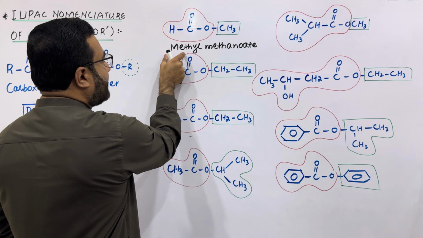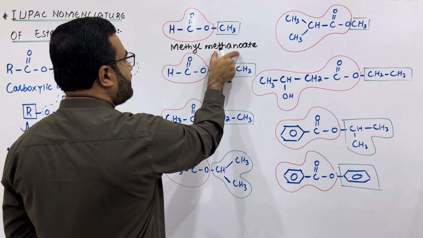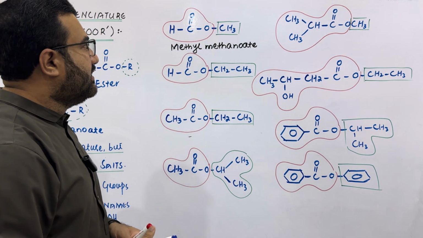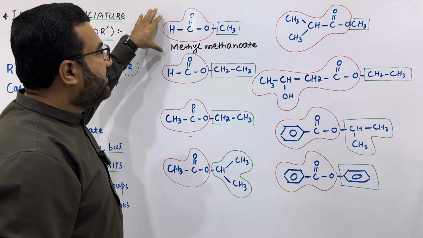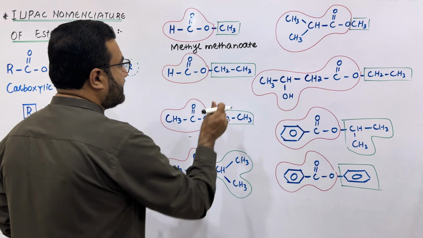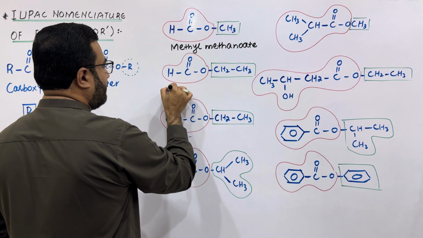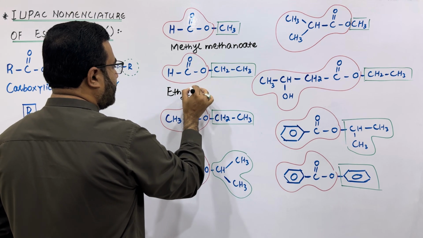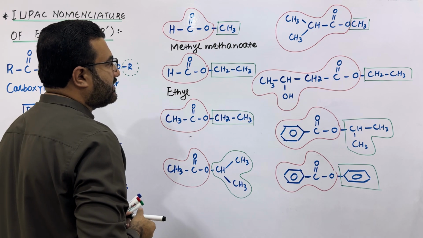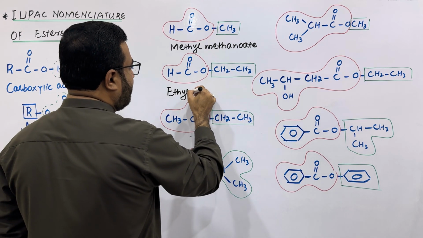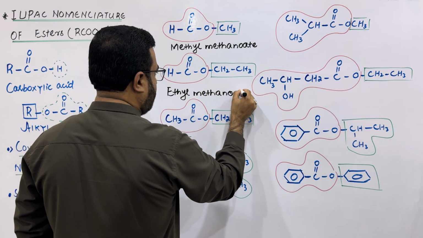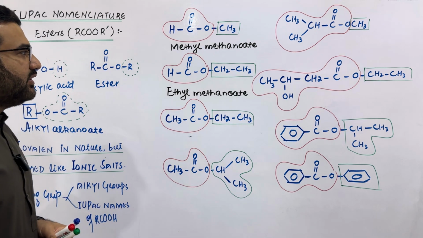This first portion shows the presence of the methyl group, and the second portion shows the acid from which this ester is derived, and that is the methanoic acid. So basically you can say that this is the methyl derivative of the methanoic acid. Similarly, in this case, the alkyl group is ethyl, and again there is a portion which shows that it is derived from the carboxylic acid having one carbon atom, and that will be called the methanoic acid. So it is methanoate, that will be ethyl methanoate.